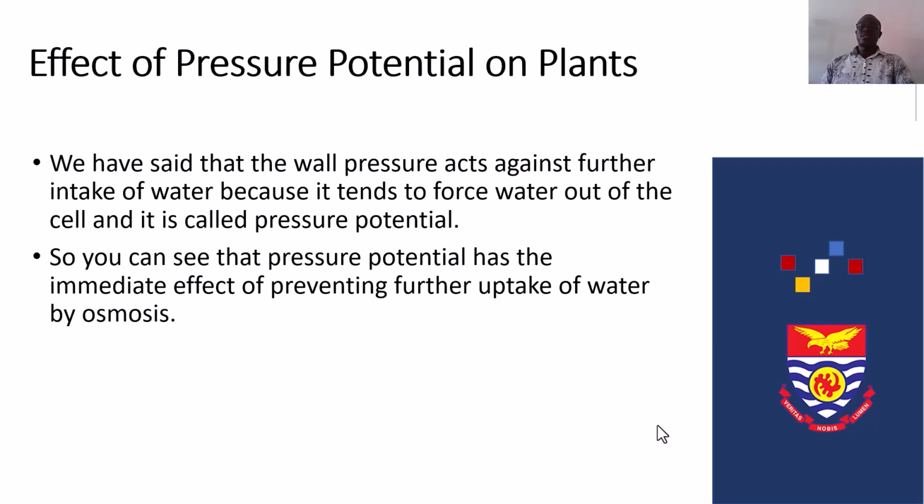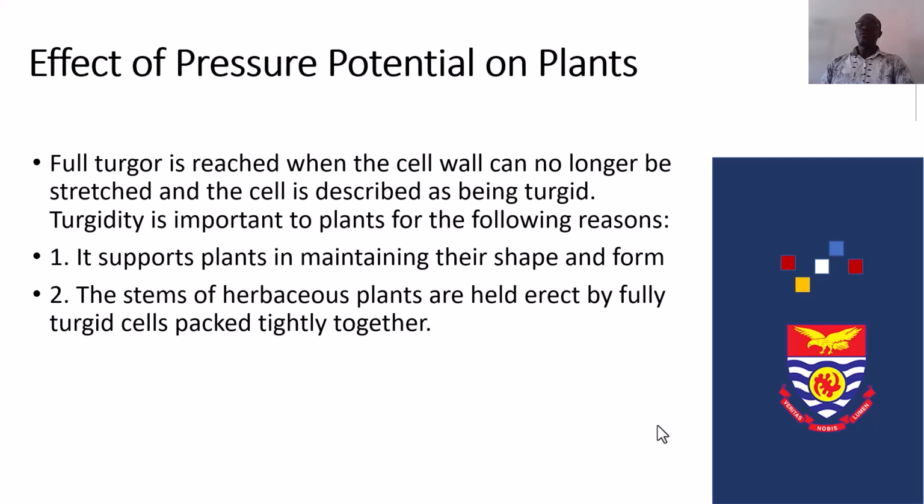So, effect of pressure potential on plants. We have said earlier that the wall pressure acts against further intake of water because it tends to force water out of the cell, and it is called pressure potential. So you can see that pressure potential has the immediate effect of preventing further uptake of water by osmosis. Full turgor is reached when the cell wall can no longer be stretched and the cell is described as being turgid. Turgidity is important to plants for the following reasons.